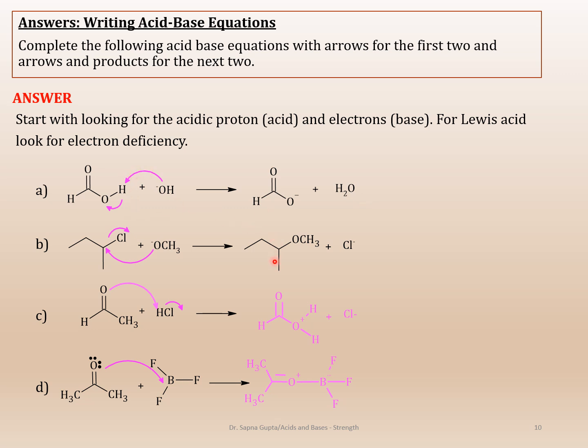Same thing here, if you look at the product, the Cl is gone, which means this bond has to break. And then there is a bond between OCH3 and the carbon, so which means that we need to go ahead and form this bond, okay, between the OCH3 and carbon. So that's that. Now for the next two, we also have to show the products, okay, to form.